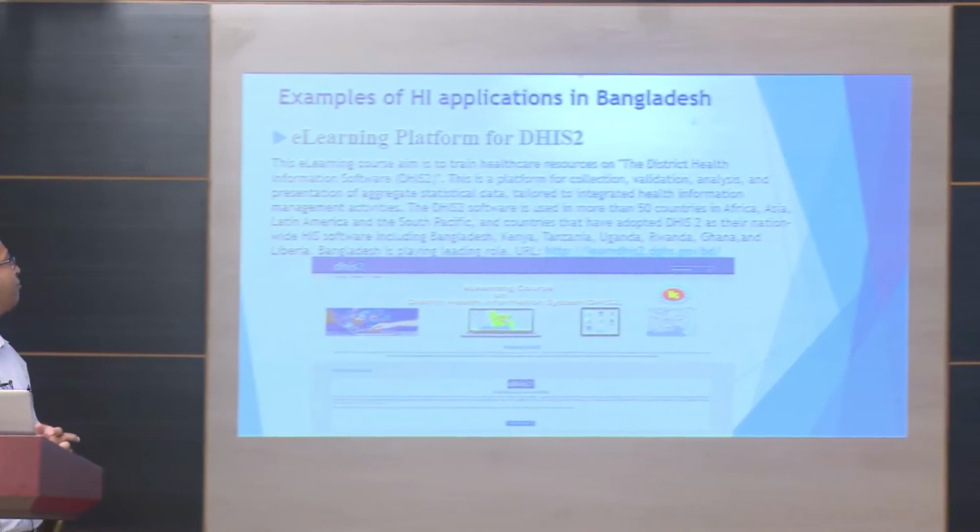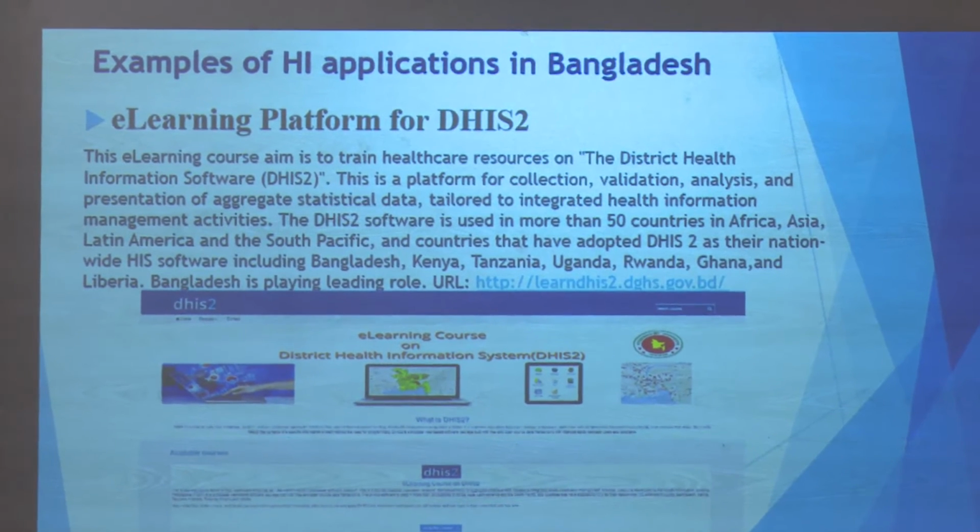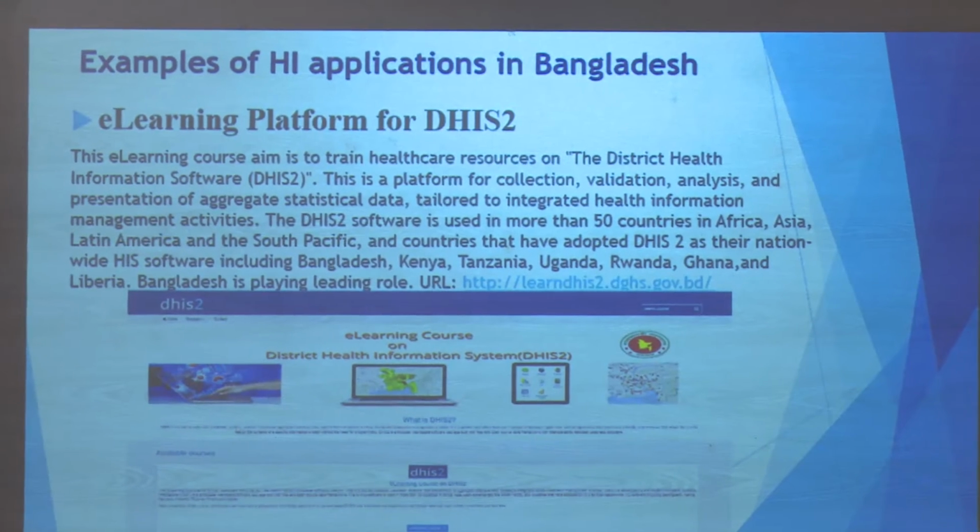And then the e-learning platform from DHIS2. This system is developed by me. I have developed this solution, the e-learning platform for the Ministry of Health.